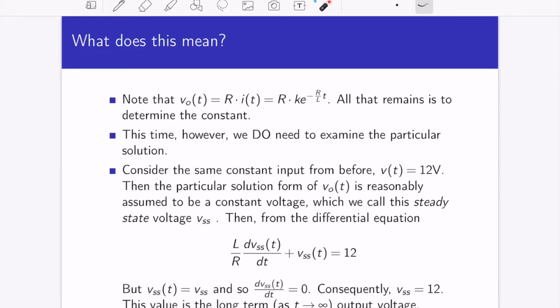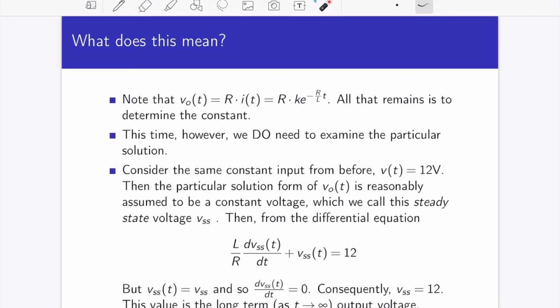So V out of t will be equal to R times I of t, of course. And so I of t is k e to the minus R over L times t. So that gives us V out of t is equal to R times k e to the minus R over L times t. Now, all we have to do is find out what k is.